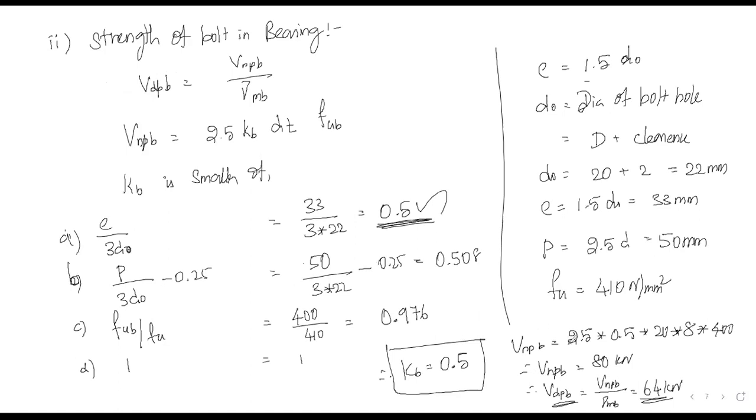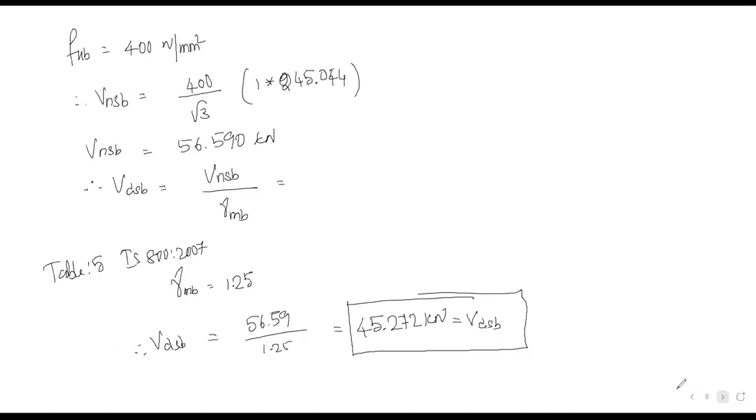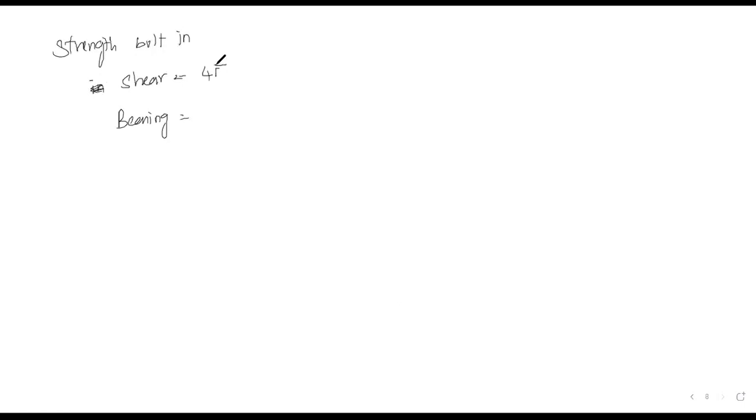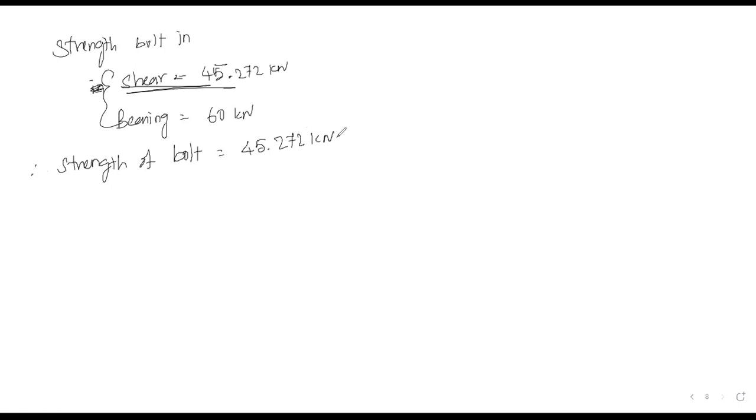So strength of bolt in bearing. So strength of bolt in shear is equal to 45.272 kilonewton. In bearing is equal to 64 kilonewton. So among them, which one is least? In shear is the least. Therefore, strength of bolt is equal to 45.272 kilonewton.